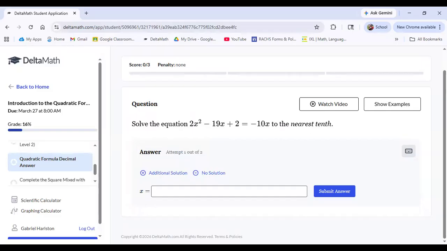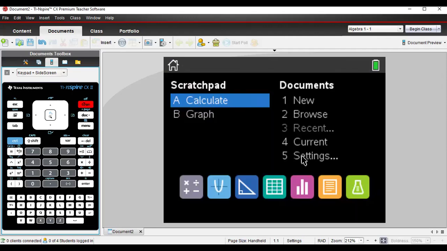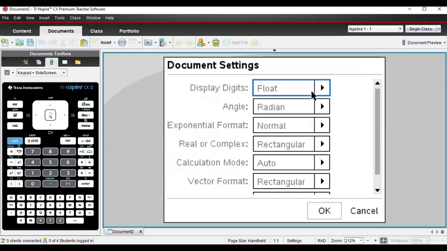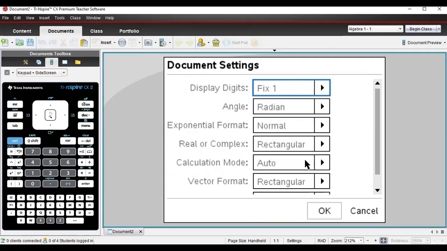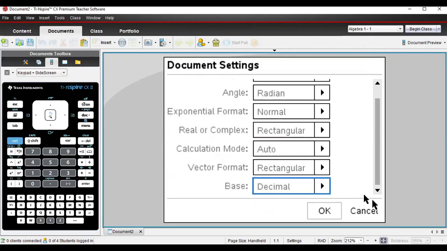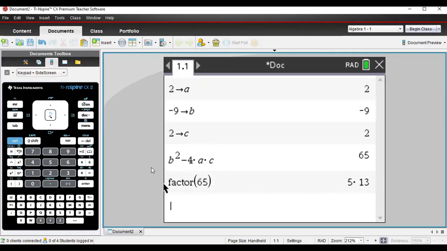So watch this step. In anticipation, I know I'm going to have a decimal. I'm going to go to my home screen, go to the settings, document settings, and change the display digits to fix 1 because they want us to round it to the nearest tenth. All right, so now we're ready to enter the quadratic formula.